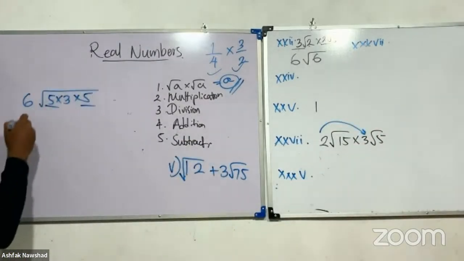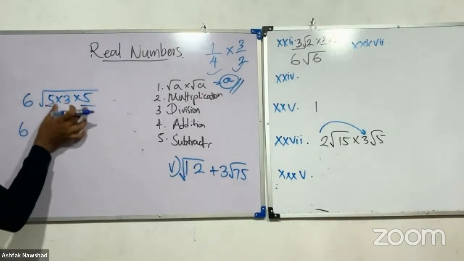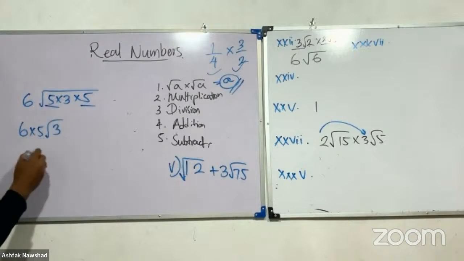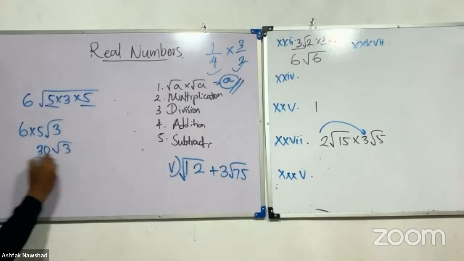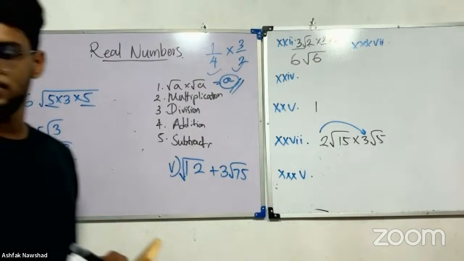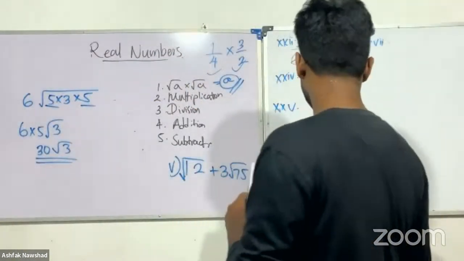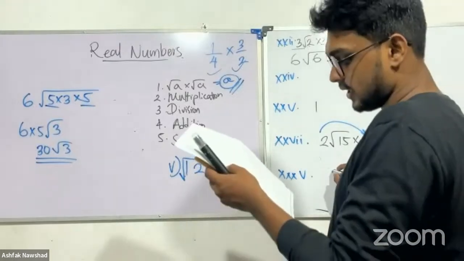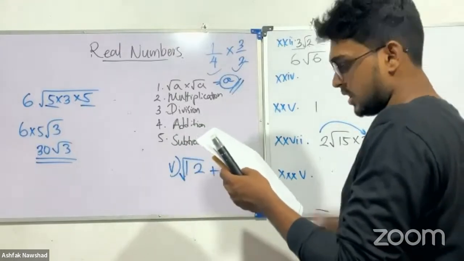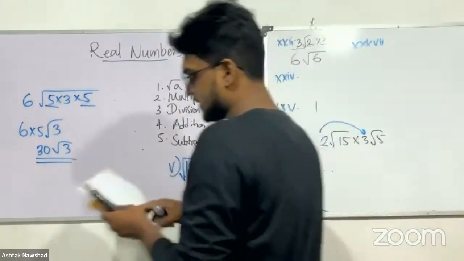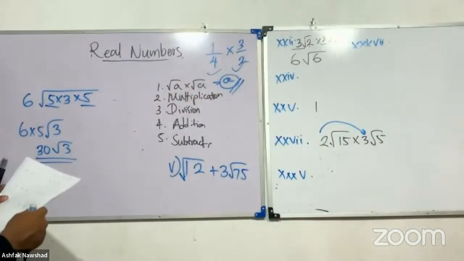I can take them out. So 6. If I took 25 out, I'll end up with 5. 6 times 5 is 30. That is 30 root 3. Is that clear? So the answer for the 27th one is 30 root 3. And let's see the 35th.